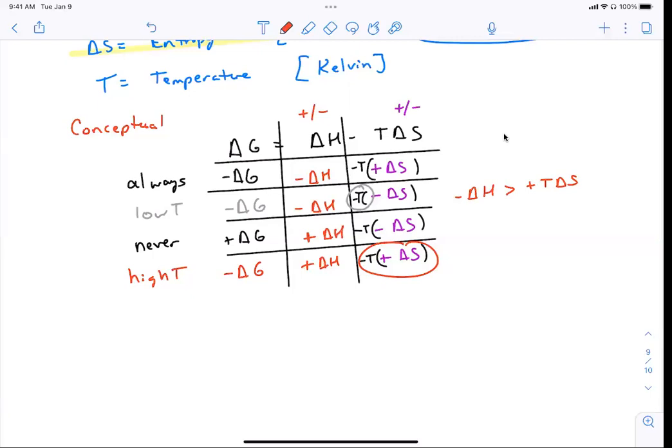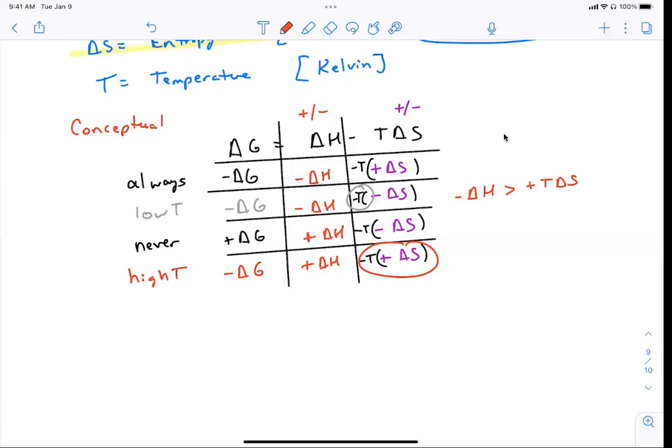Just have to mean that whatever that number is times the delta S has to be lower. Yep, right, Maddie. So in the second row, whatever the temperature is times delta S in kilojoules has to be less than the delta H. Exactly. You got it. Okay.